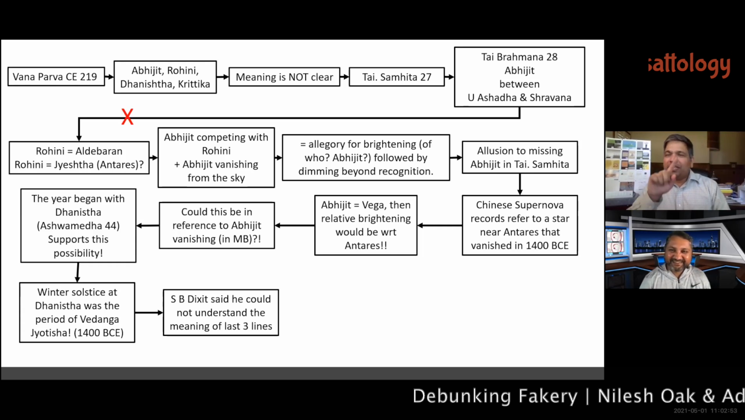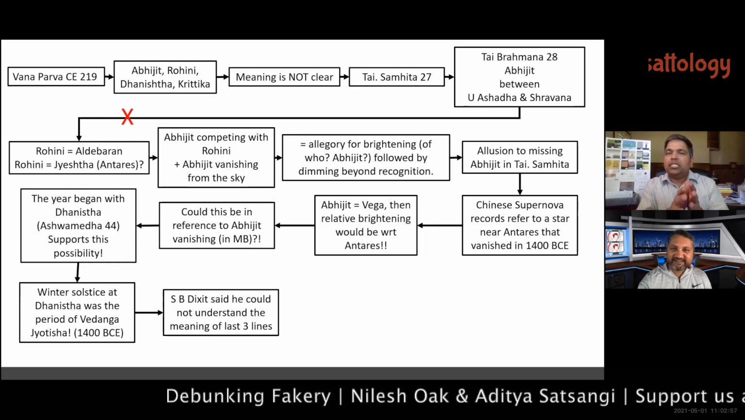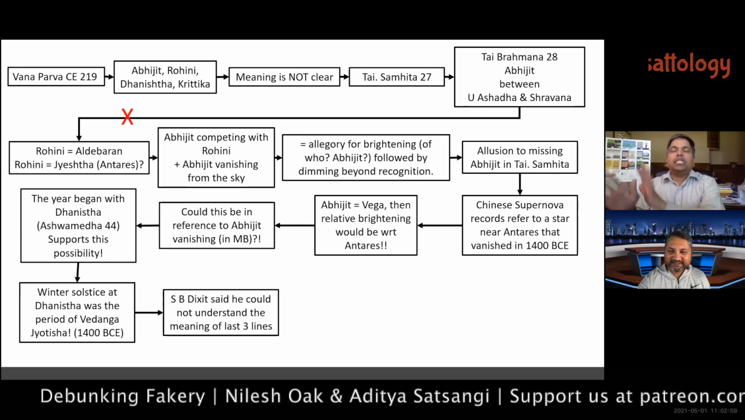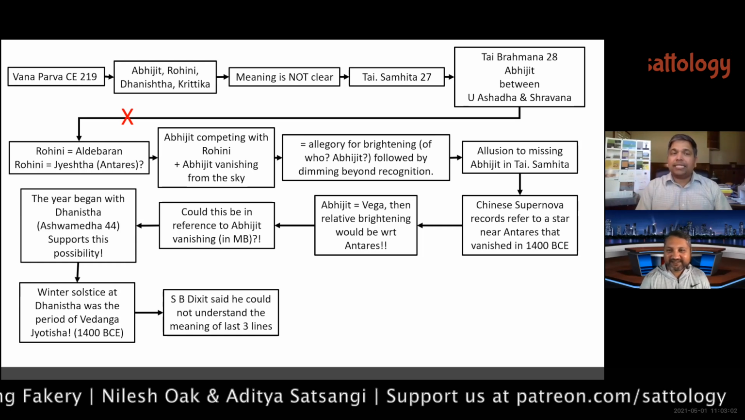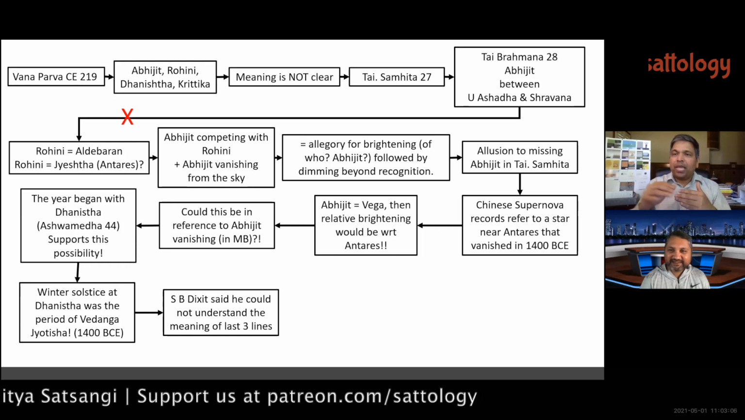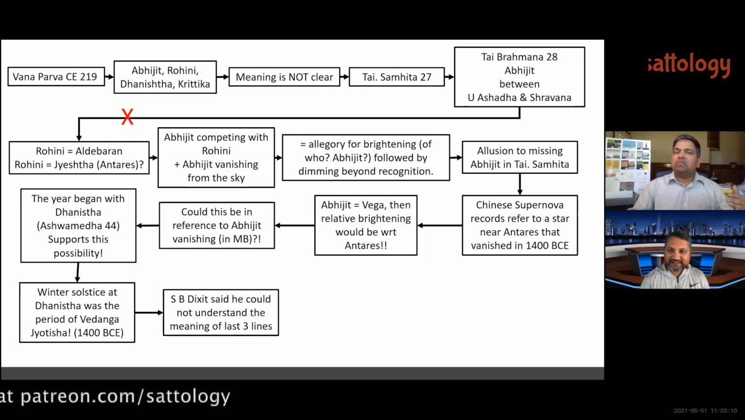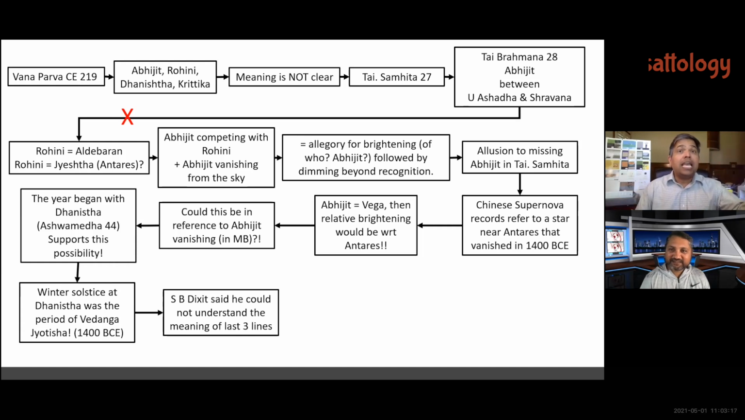Anyway, humor aside, let's go. Now I'm showing with the X marks that Abhijit and Rohini being correct, meaning is not clear to him, is correct, and Taittiriya Samhita has 27, all that is correct. When I'm marking X, I'm saying it's a non sequitur. That is the fallacy. The fact that Taittiriya Brahmana has 28 and Samhita has 27 in no way leads to Rohini being Aldebaran and Rohini therefore referring to Jeshta. Here the word Jeshta is in the sense of seniority.